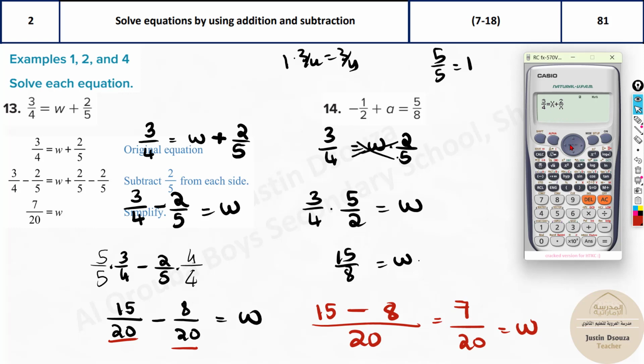Okay, I have written it wrong. Instead of 5 I've put x. Sorry, that's my bad. Shift and solve, the answer is 0.35. Now, over here you won't get a fraction, you won't get 7 by 20. Now your answer is 7/20.